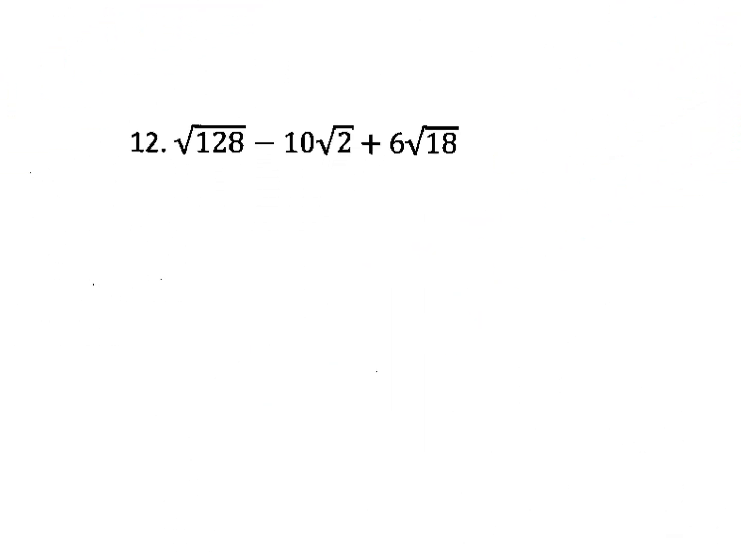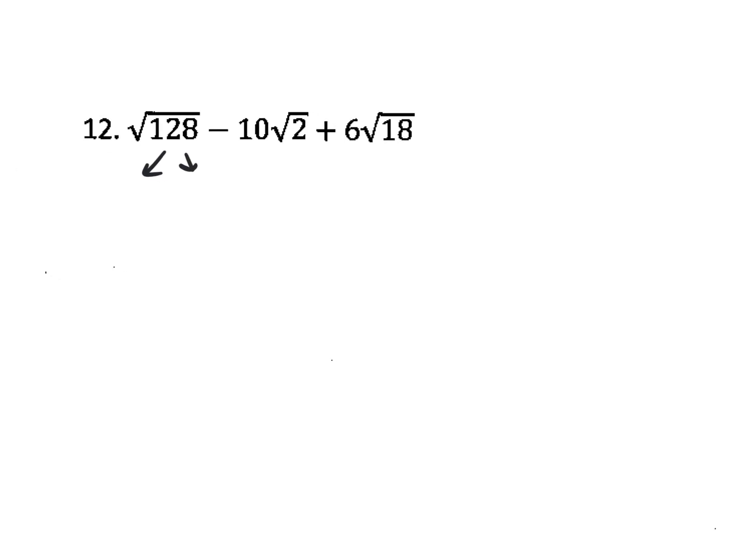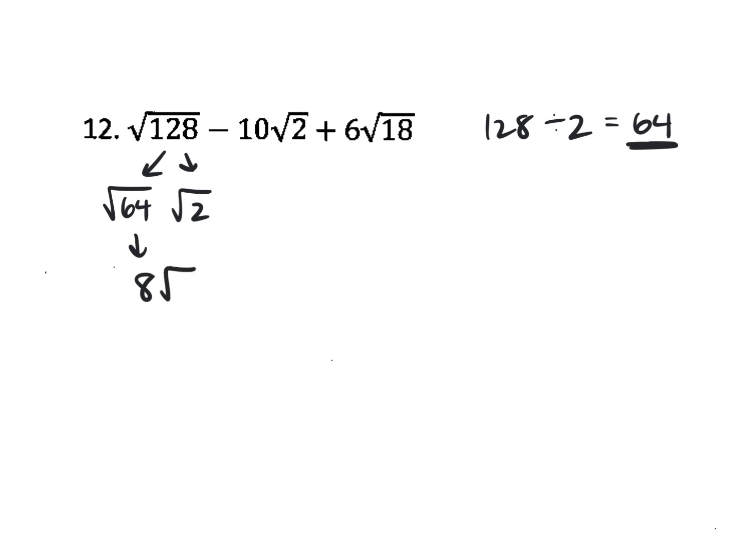Number 12, we have to simplify our radicals before we can actually go ahead and combine them. So if we're looking at 128, I'm looking at what is the biggest perfect square that goes into 128. So if I take 128 and divide by 2, that gives us our starting point. But also 64 is a good number because it's a perfect square. So we're going to split this into the square root of 64 times the square root of 2. And the square root of 64 will be 8 square root of 2. This minus 10 square root of 2 is already simplified, so we're just going to bring that down. Minus 10 square root of 2.